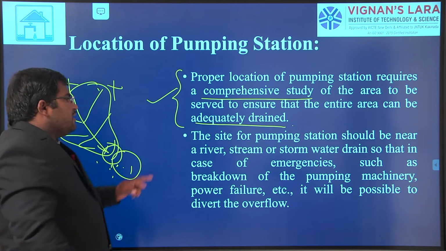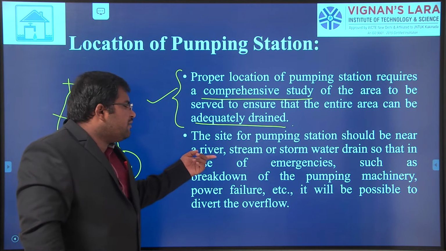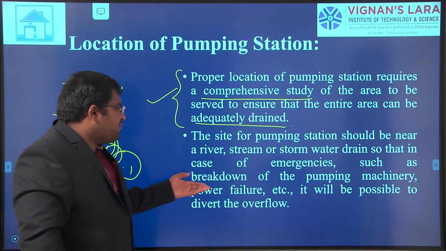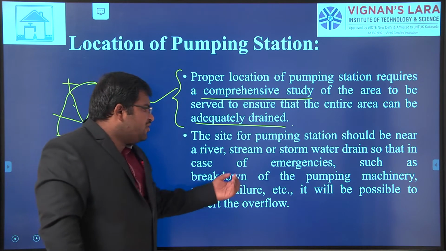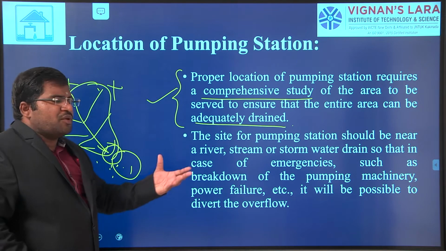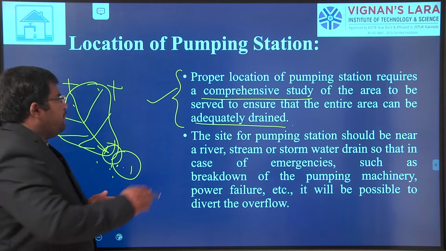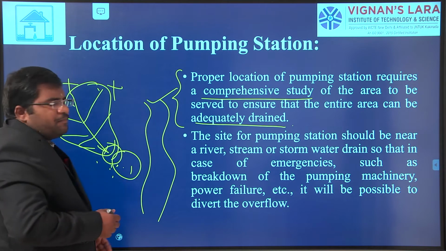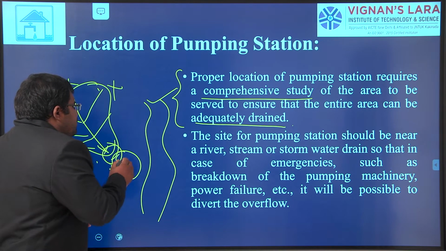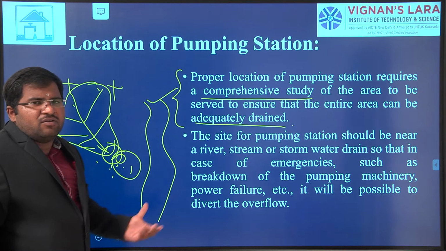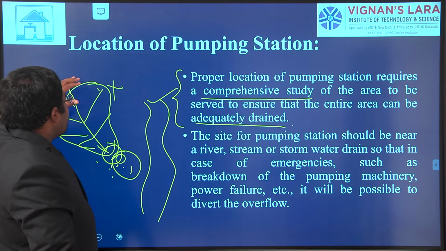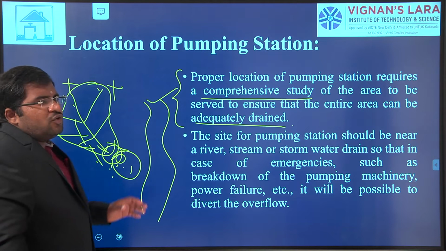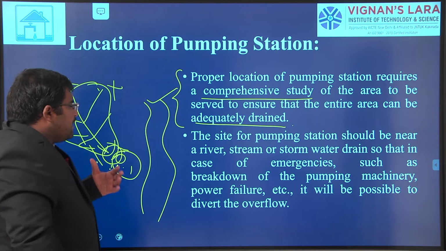Then coming to the second one: the site for the pumping station should be near a river, a stream or a storm water drain, so that in case of emergencies such as breakdown of pumping machinery or power failure, it will be possible to divert the overflow. This pumping station should be kept near any river or drain. Why? Because if there is any damage to the motor, a breakdown or any repair, during those conditions sewage will continuously flow to the station, but we are unable to pump it. So in that emergency, what do we have to do?